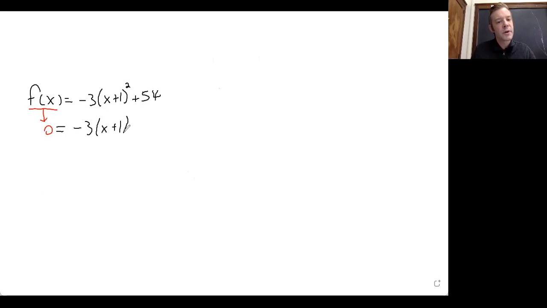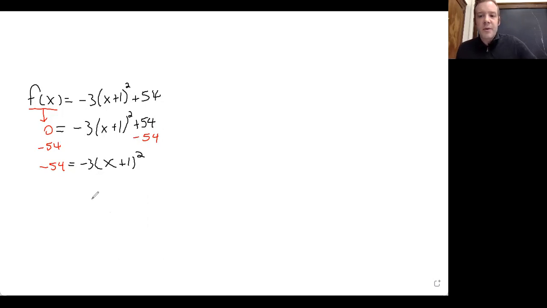And just as before, we are going to solve this out using our inverse operations. So I'm going to start by canceling out the 54. And since 54 is positive, I'm going to subtract 54 on both sides. So now I'm going to have negative 54 equals negative 3 parentheses x plus 1 squared.